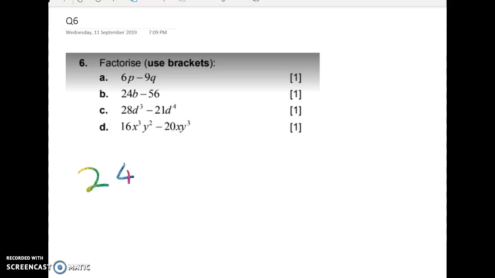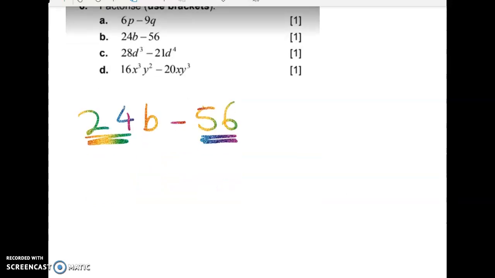So let's look at this one, 24b minus 56. What's the highest common factor of 24 and 56? What we're doing here is thinking about skip counting. And if you're having issues with that, let's look at 56 and think about a factor tree. So what have we got? Well, we've got 4 and 14. Probably not the most obvious one you're going to think of. So let's start with what that would be.